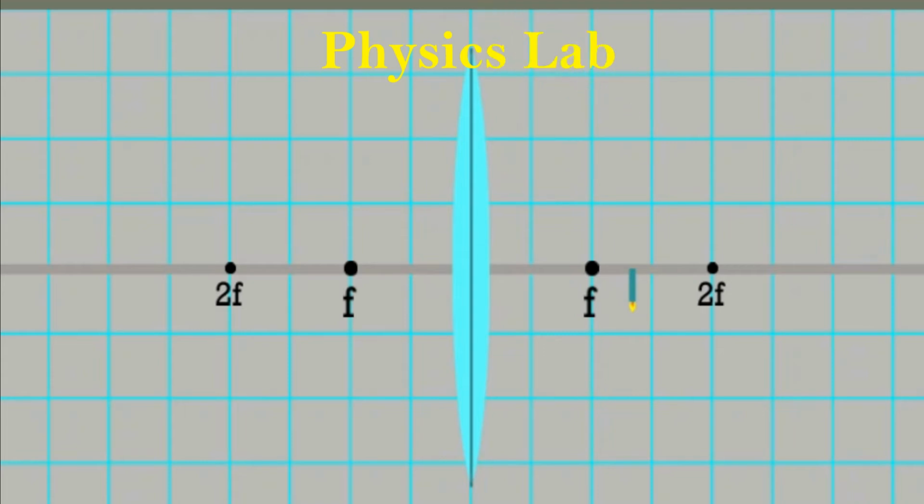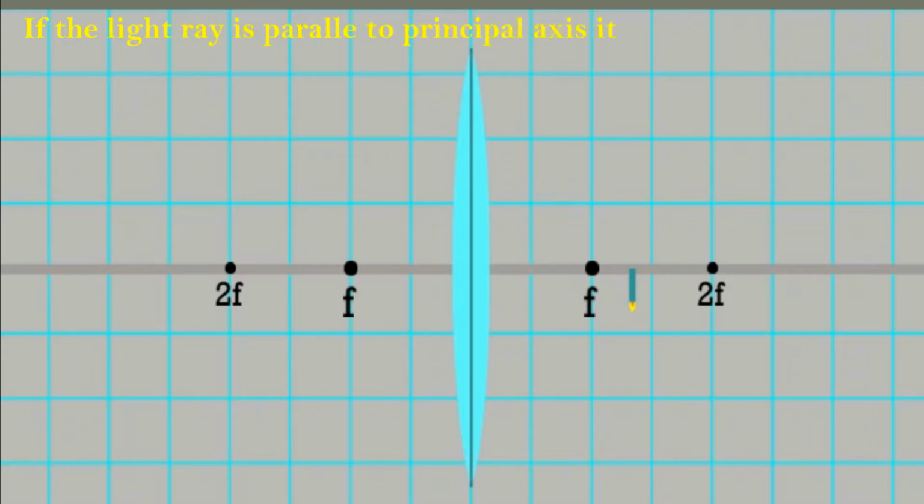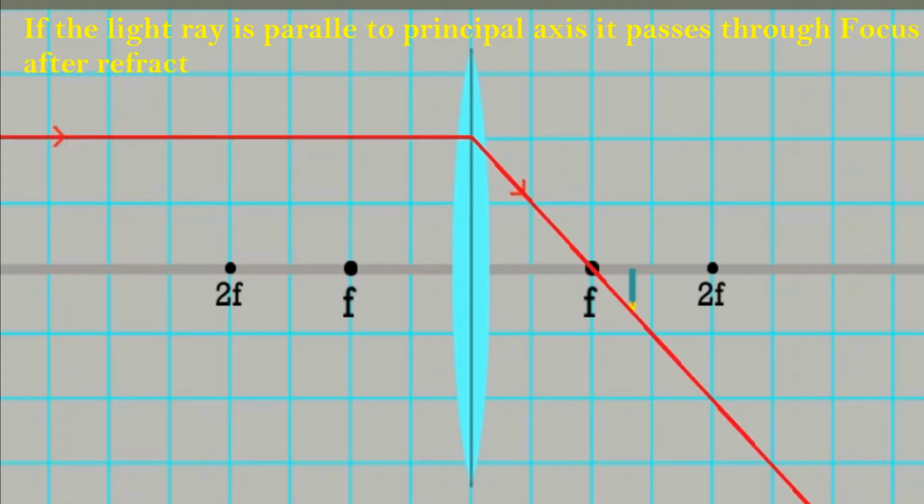First basic ray diagram is when the light ray is parallel to the principal axis, after refraction it passes through focus. See here, this is the light ray which is parallel to the principal axis. So after refraction it is passing through focus. Clear? So this is the first basic ray diagram. Now let us see the second basic ray diagram.